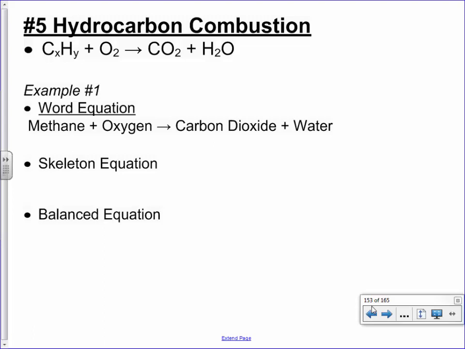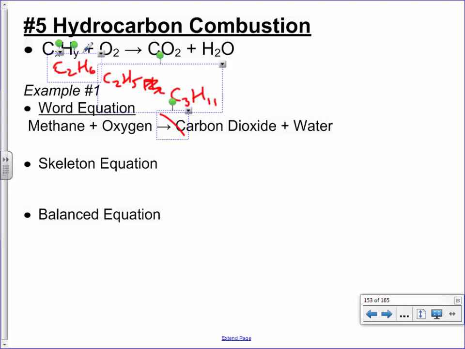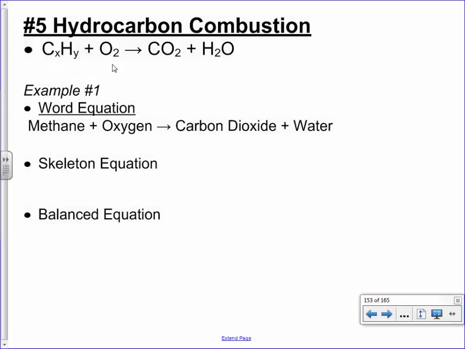So, hydrocarbon combustion is a little bit non-specific though. We don't know what the numbers for the carbon and hydrogen are going to be. For example, it could be a C2H6, or a C2H5, or a C3H11. We don't actually know what the numbers are going to be, but it'll be something that involves some carbon and hydrogen. The other part of hydrocarbon combustion is that it always involves adding oxygen, because you need oxygen for things to burn, and it always produces carbon dioxide and water.